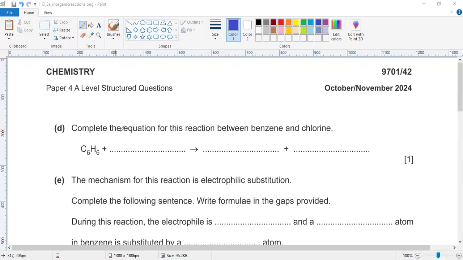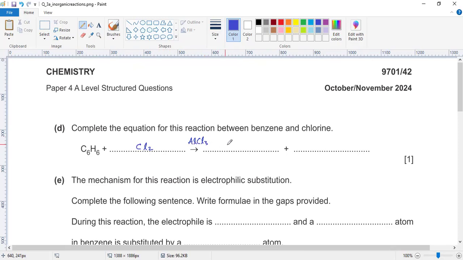This is part D of question number 7. Complete the equation of this reaction between benzene and chlorine. So we know that the reaction is with chlorine. As a result, the catalyst that we use is aluminum chloride, but they didn't ask about this. Even if you write it, no problem, but it's better to avoid this.